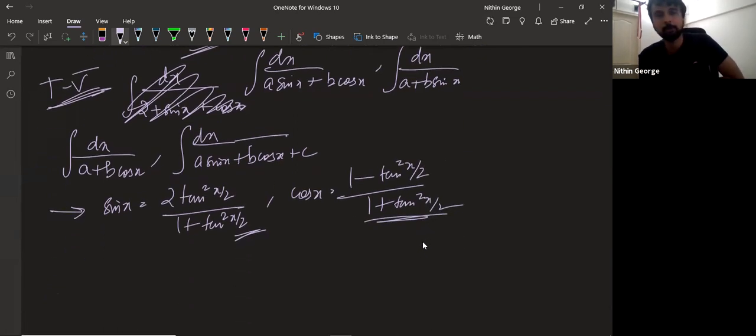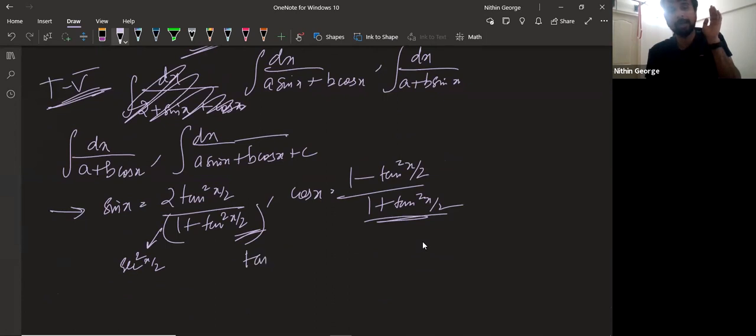What will happen here when you do that? The denominator of each sin x and cos x term will be 1 plus tan square x by 2. What is 1 plus tan square? It is nothing but sec square x by 2. And this denominator gets bumped up to the numerator. Understood? So you write the denominator in terms of tan x by 2, which you will take as t.